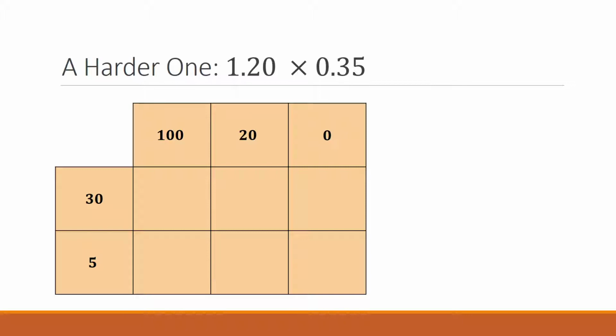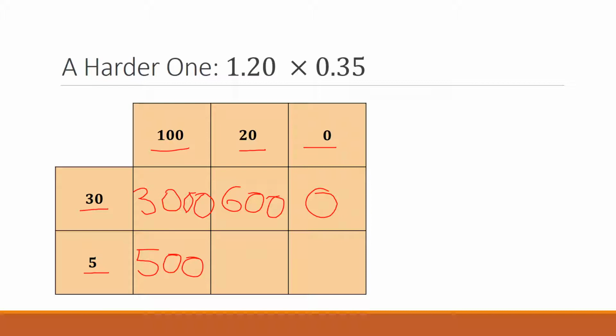First, let's split up 120 into the hundreds, tens, and ones. So I have 100, 2 tens, and no ones. In 35, I have 3 tens to make 30, and 5 ones to make 5. Now, 30 times 100: 3 times 1 is 3. There are 3 zeros in 30 times 100, so I add 3 zeros. In 30 times 20, 3 times 2 is 6, and then add 2 zeros, and 0 times 30 is just 0. 5 times 100 is 500.